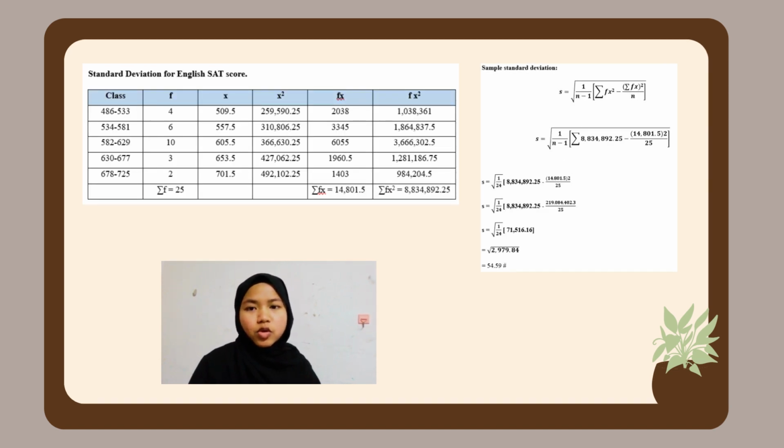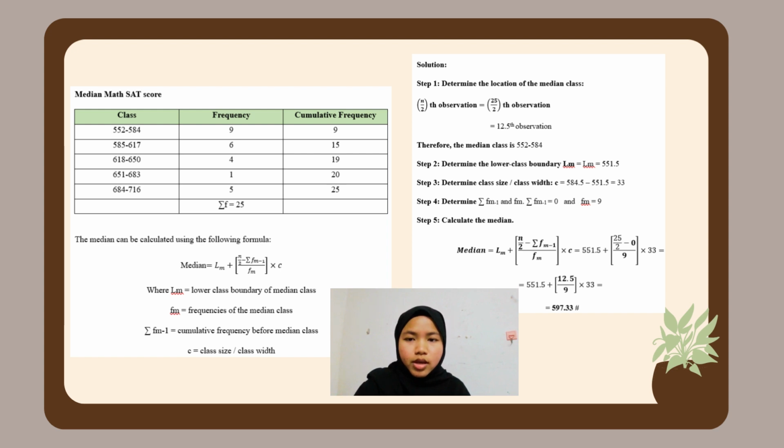The standard deviation for the English SAT score, I got 54.59 sample standard deviation. As for the median math SAT score, the median can be calculated using the following formula, where LM is the lower class boundary of the median class, FM is the frequency of the median class, FM-1 is the cumulative frequency before the median class, while C is the class size or the class width.